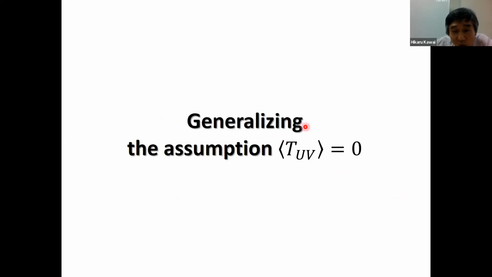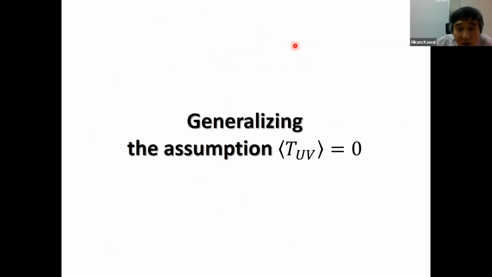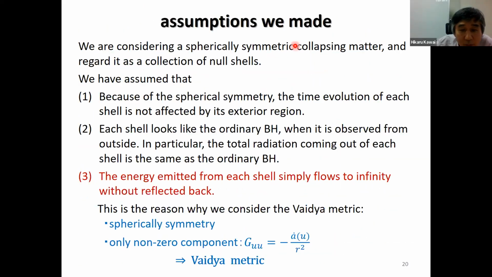So far we have assumed T_UV equals 0, but we can generalize it. We have considered T_UV equals 0, which is equivalent to the diagonal T_TT being equal to minus the diagonal T_RR. So the energy density is equal to the pressure in the radial direction. This is what we have assumed. This assumption comes from the assumption that the energy emitted from each shell simply flows to infinity without being reflected.